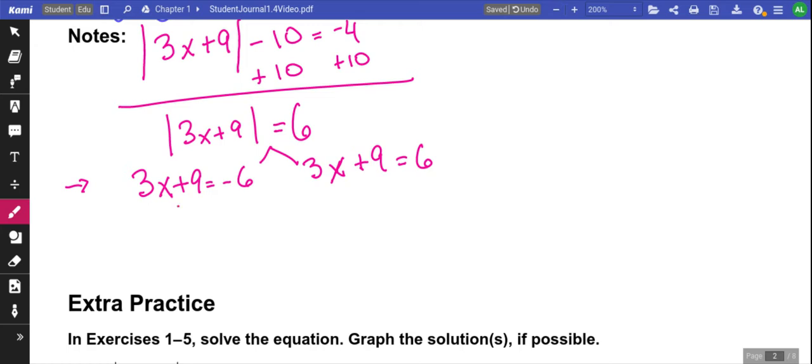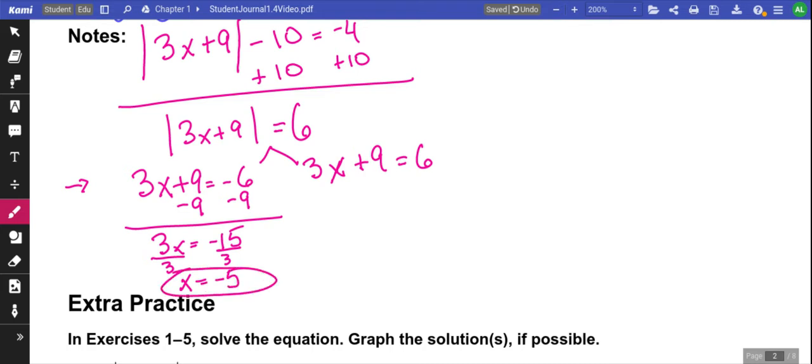We've got plus 9, so let's subtract 9 from both sides. And I get 3x is equal to -15. And then, okay, divide by 3 on both sides. I've got x is equal to -5. Right, my final answer on these can always be negative. Just be sure that this number right here is never negative when you still have those absolute value signs.